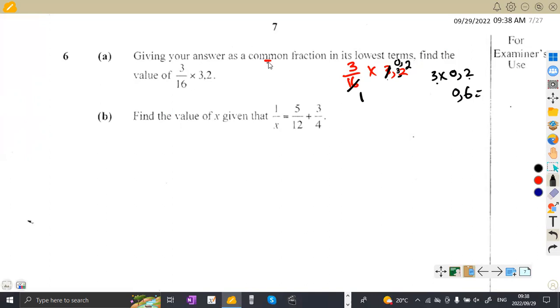But take note, we are saying as a common fraction. So 0,6 as a fraction is 6/10. Then you can reduce by 2: 6 divided by 2 is 3, and 10 divided by 2 is 5. So it was going to give us 3/5.